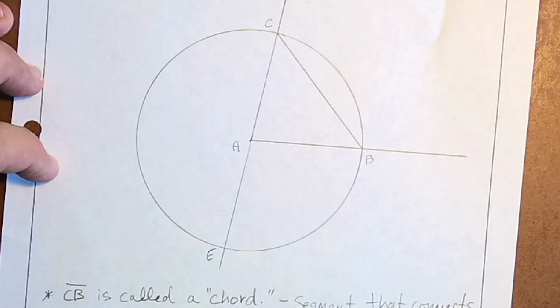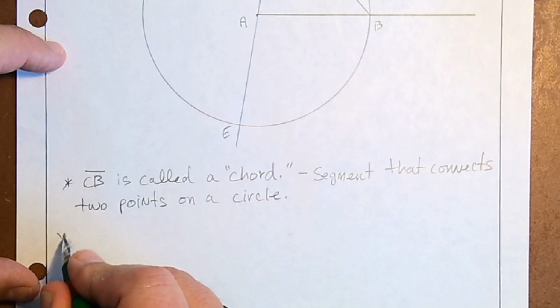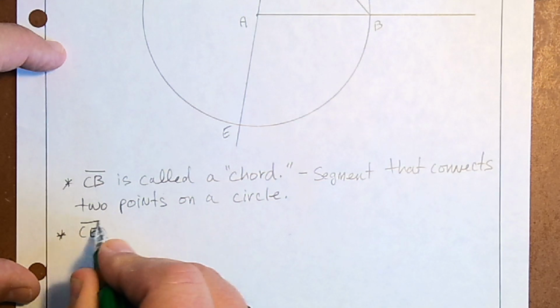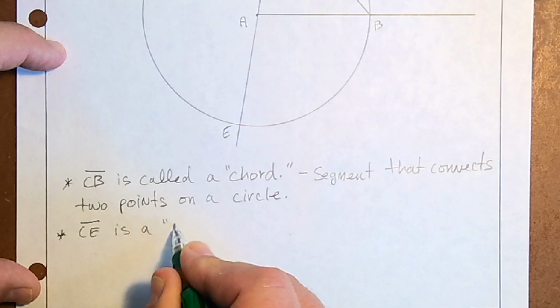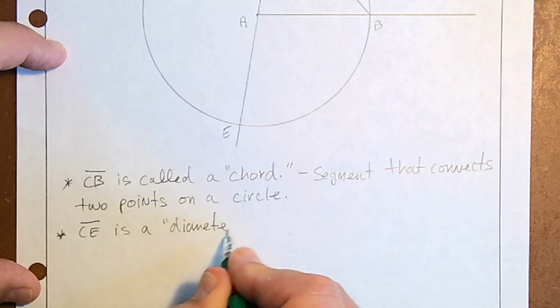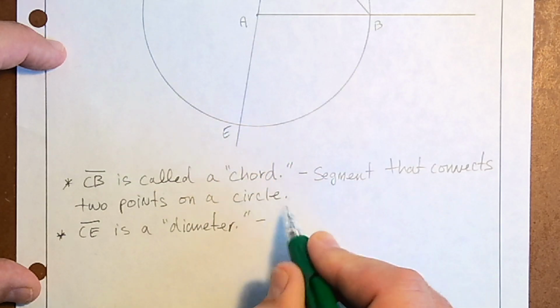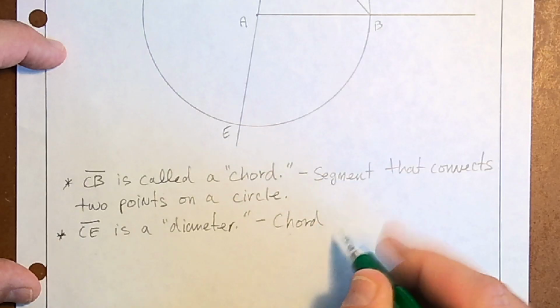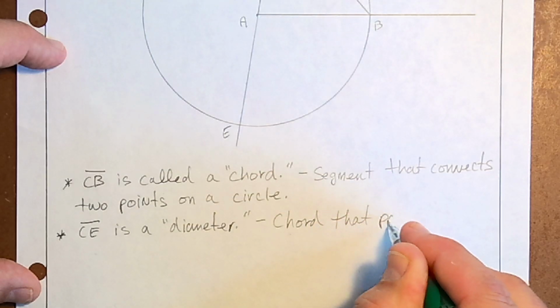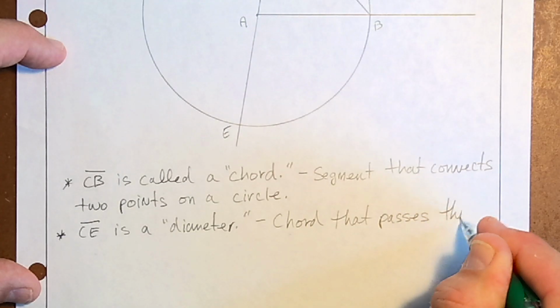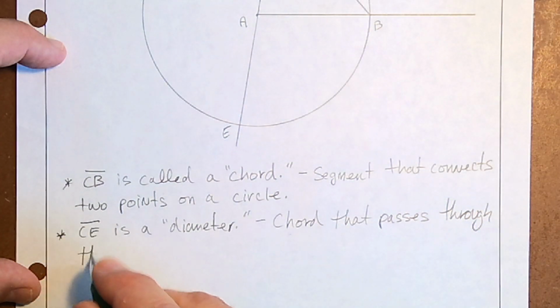And that's actually the definition of a diameter. A diameter is a special type of chord. Just like, again, I've used this example where I could call you all students because you go to school. If I called you Panthers, that's a special type of student. That's a student who attends San Joaquin Memorial. And a diameter is a special type of chord. So let's jot this down. CE is a diameter. And a diameter is a chord that passes through the center of the circle.